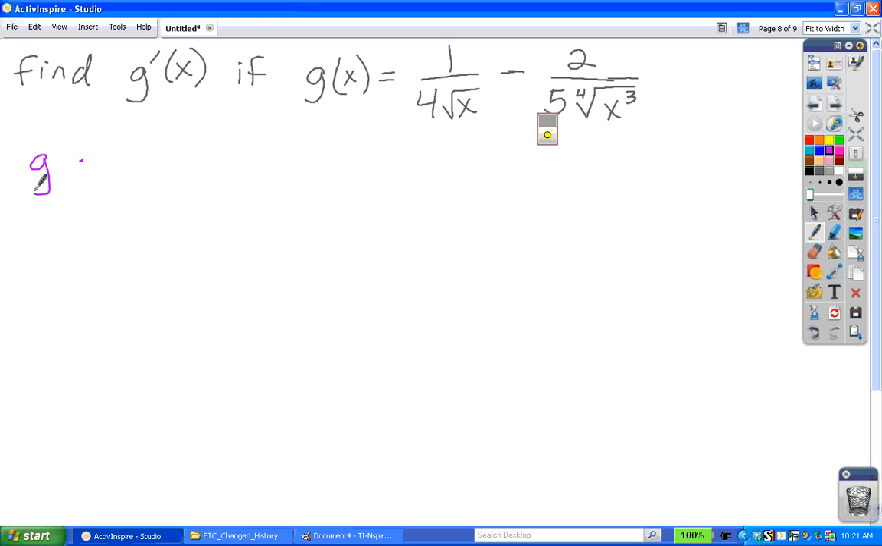So we're going to rewrite this. First thing I'm going to do is get rid of the radical signs. Remember, you can rewrite this as a rational exponent by taking the power of x divided by the index of the radical sign. So our first one is going to be 1 divided by 4 x to the 1/2 power minus 2 divided by 5 and then x to the 3/4 power.